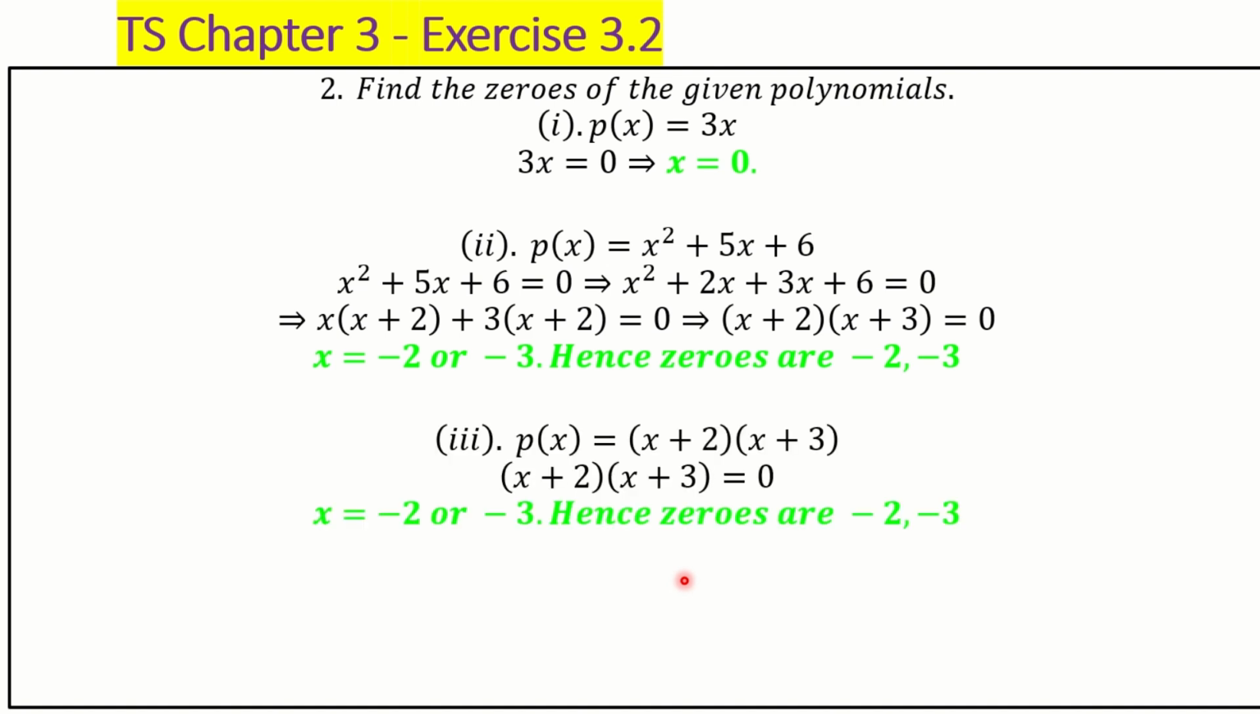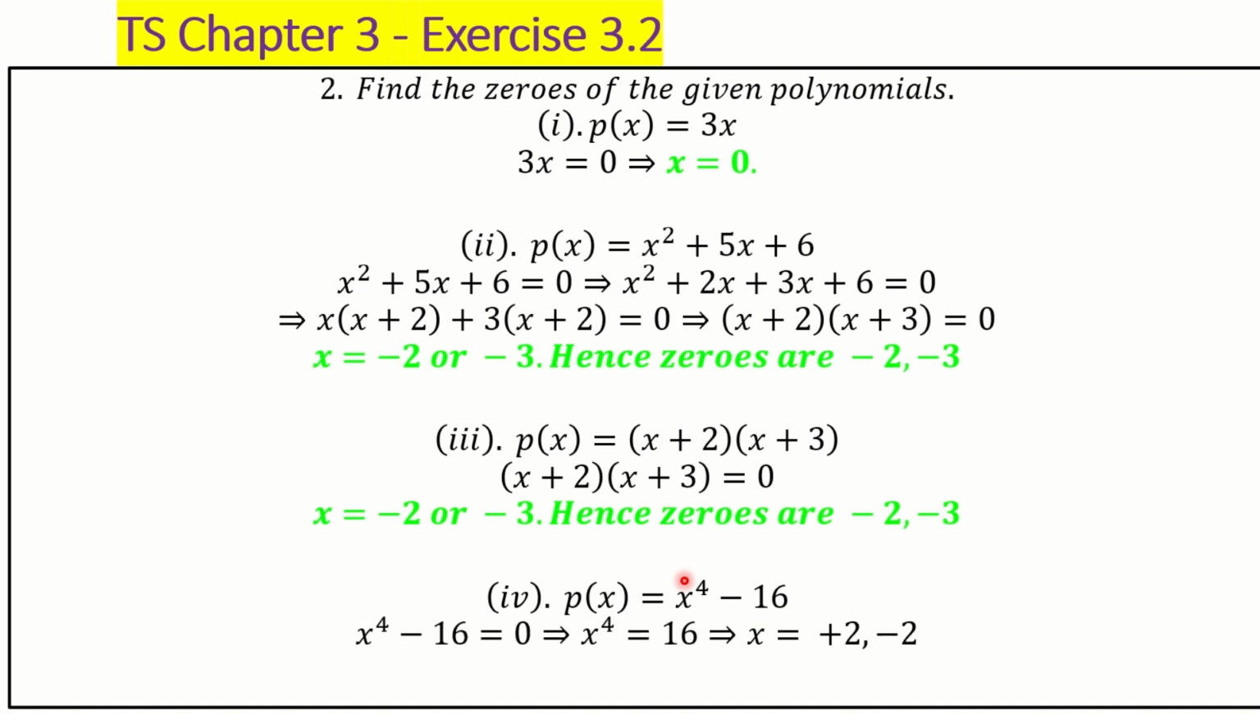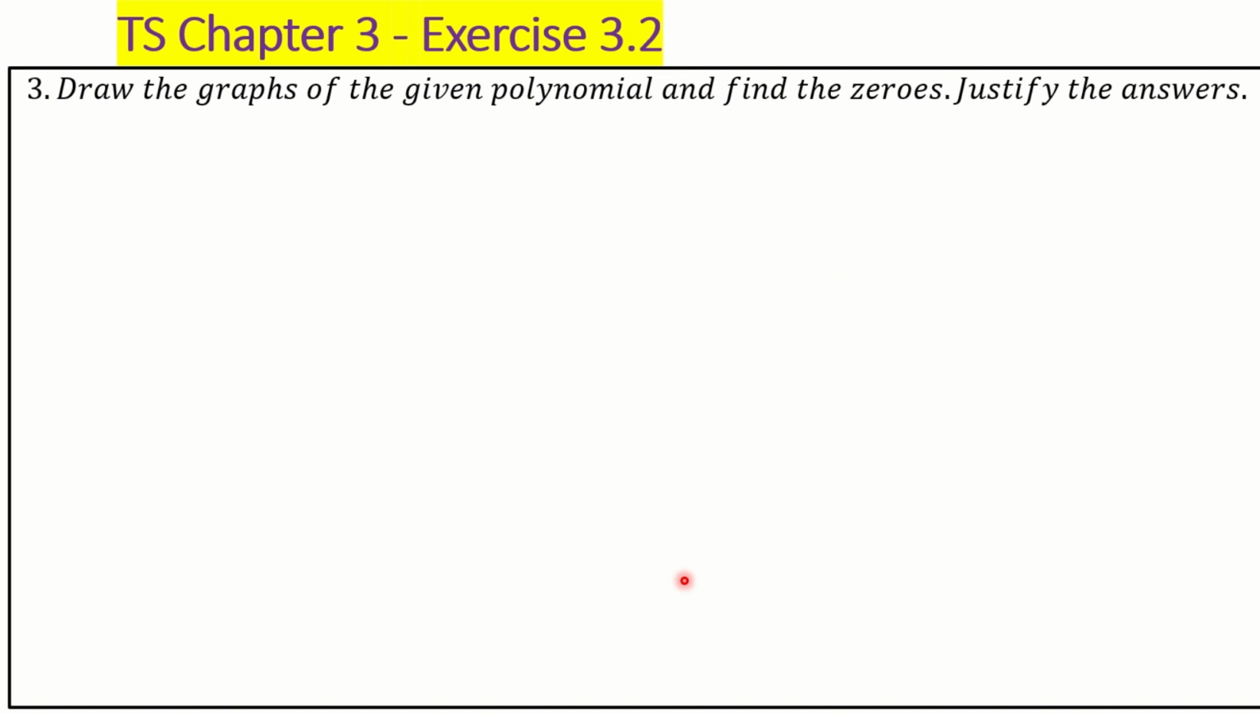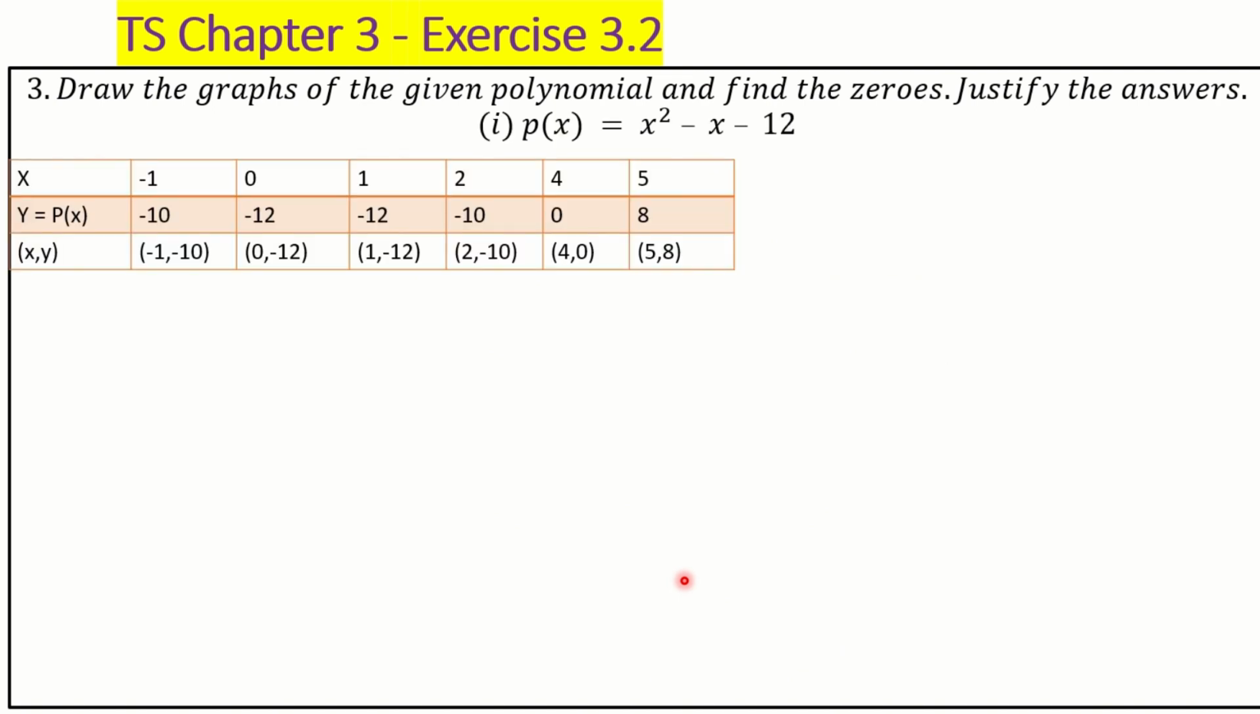Similarly, you will do it for all of them like this. You can do it yourself and refer to this video for the answers, and if you can't do any of them, you can refer to this. Next, draw the graphs of the given polynomial and find the zeros. Justify the answer. Okay, fine.